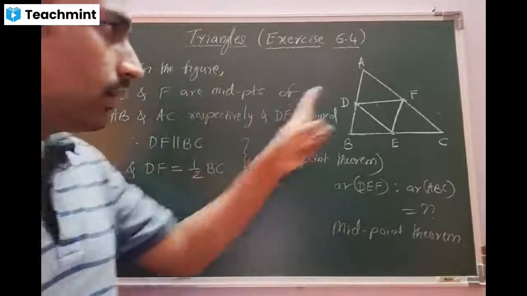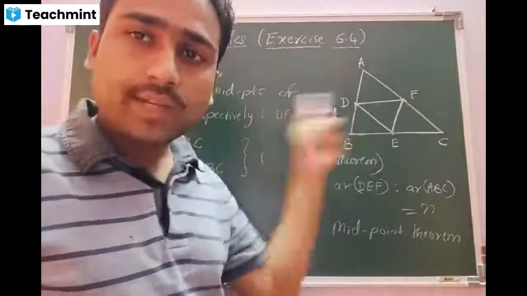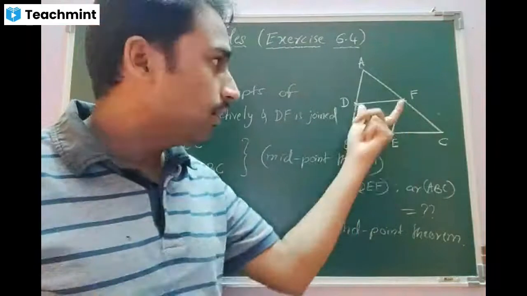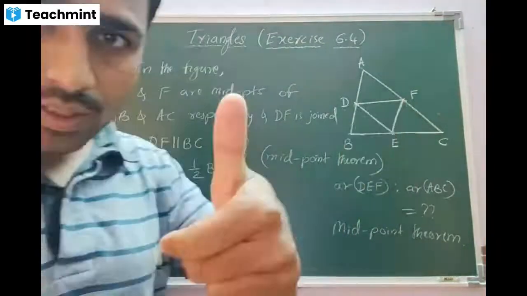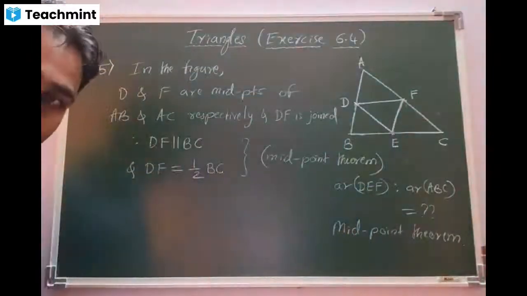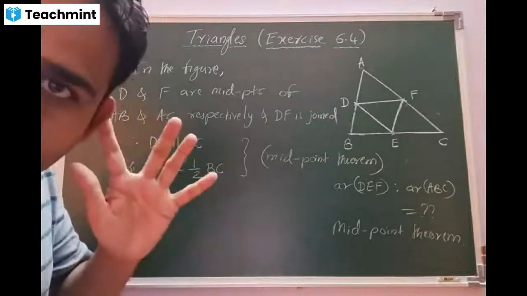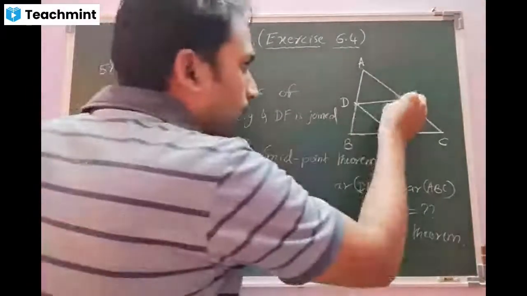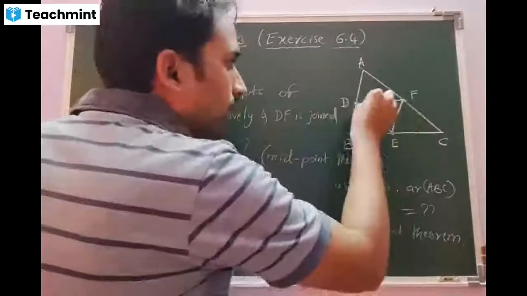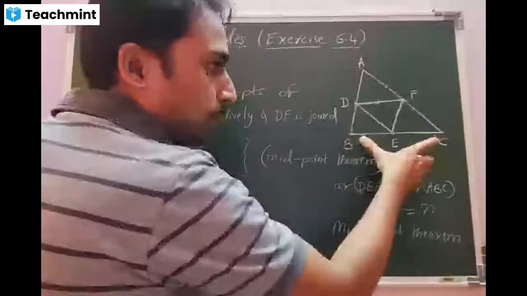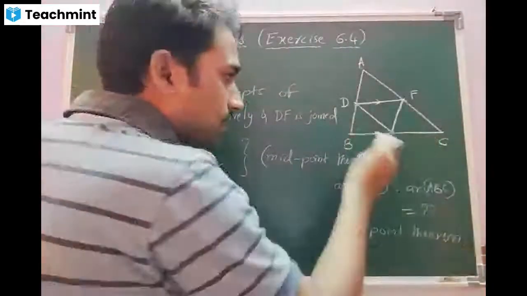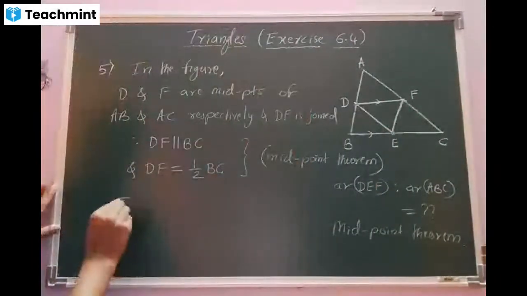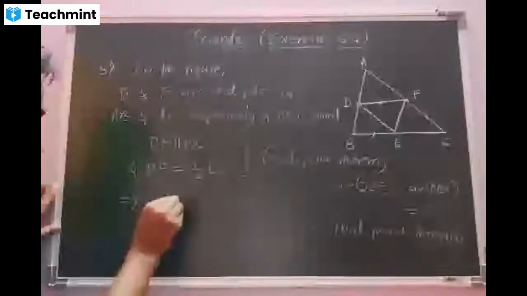What is the statement? The line joining the midpoints of two sides should be parallel to the third side. Not only parallel, it is equal to half of the third side. Correct? Yes, sir. Now concentrate on this, beta. DF is parallel to BC. It means it is parallel to half of BC also. Am I right? Is it correct?